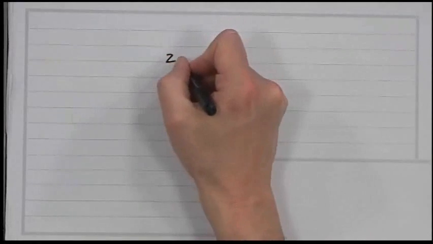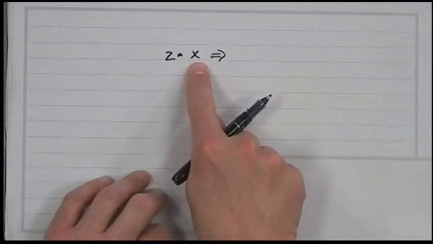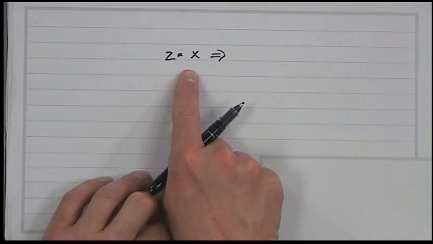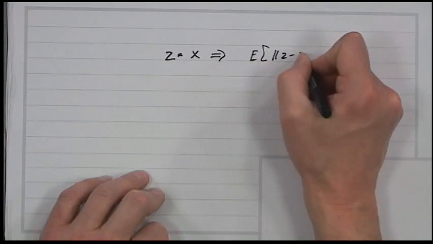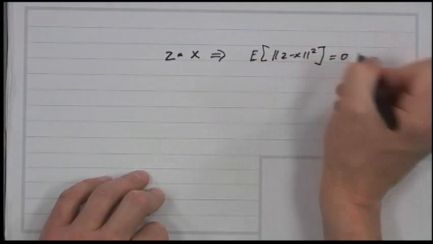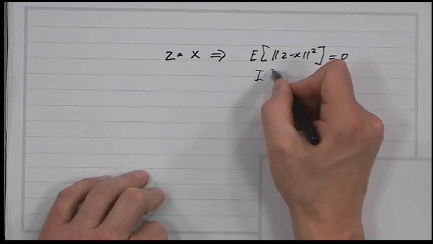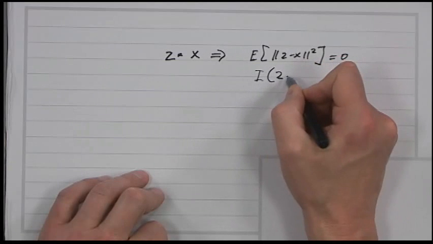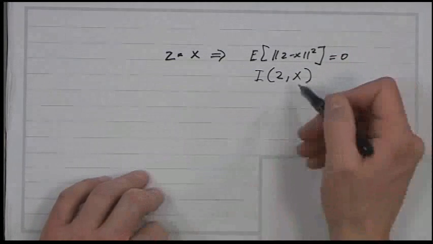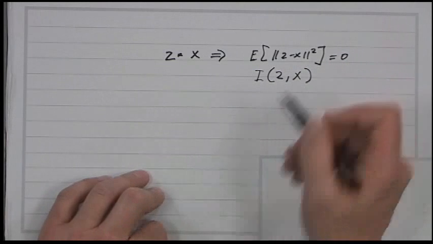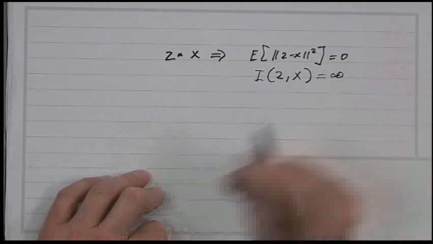So if z is equal to x, in that case I pick the particular random variable. The random variable z is equal to x. And in that case, the expected value of the norm of z minus x squared is equal to 0, right? Because they're equal. But the problem is now the mutual information between z and x is going to be very large because z contains all the information in x. If x is a continuous random variable like a Gaussian random variable, this is actually going to be infinite.